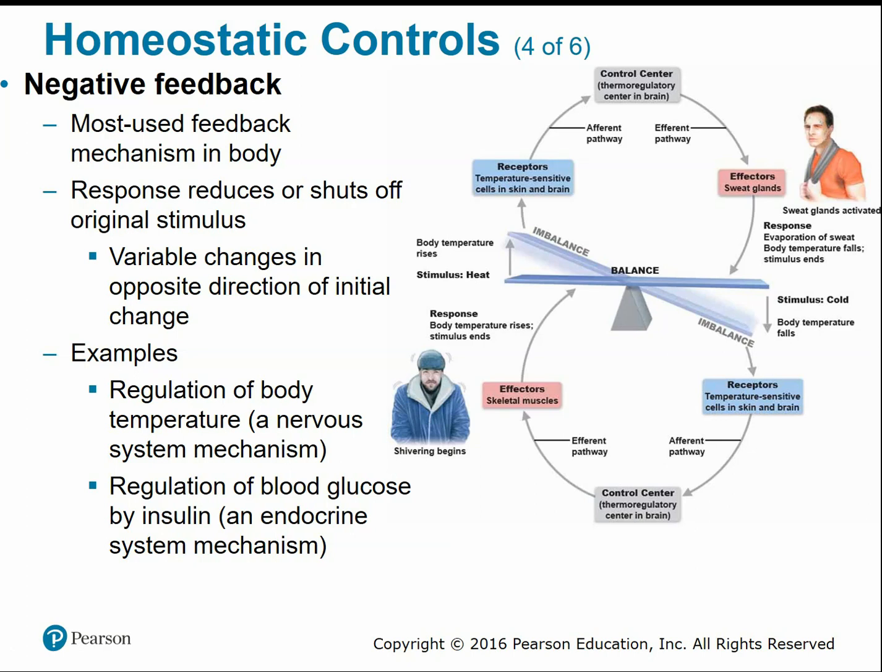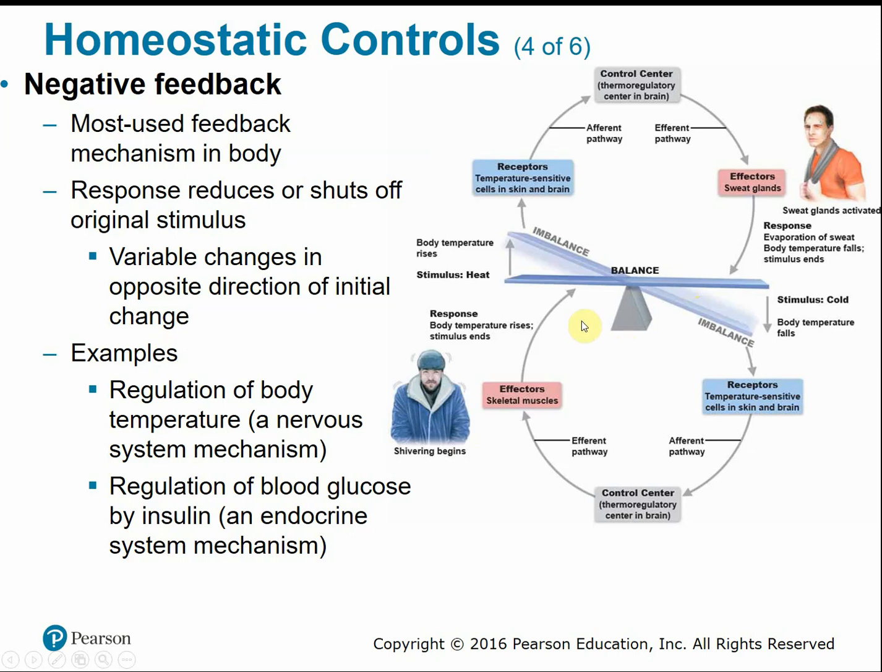Well, the brain is going to tell our effectors, in this case the sweat glands, to start producing sweat. When you sweat, the water in the sweat absorbs the excess heat, and as it evaporates off your skin, it carries the heat away with it and helps cool you down. So we'll lower body temperature back down to original homeostatic levels.